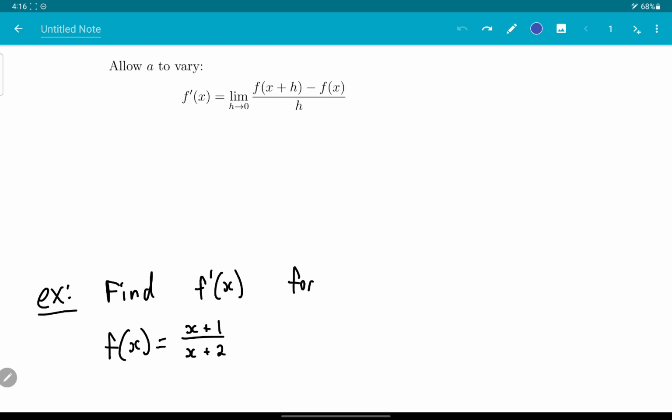So I use my definition. F prime of x is the limit as h goes to 0. And I need, this is the tricky one right here, the f of x plus h. So why don't I do that last? I'll put my h in there, that's easy. Put my minus sign in there, that's easy. F of x is given, so I can just pop that straight in.